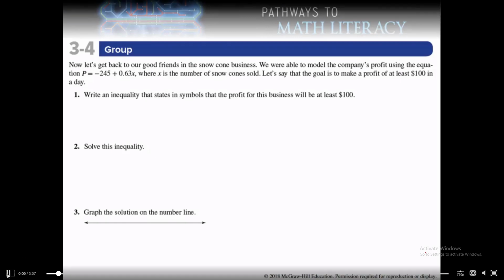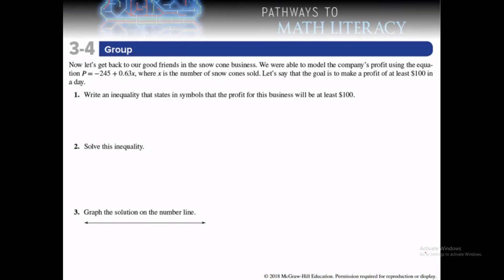We're going back to this formula from our snow cone business that profit equals negative 245 plus 0.63x, where x is the number of snow cones sold. And in question 1, we're asked to write an inequality that states in symbols that the profit for this business will be at least $100.